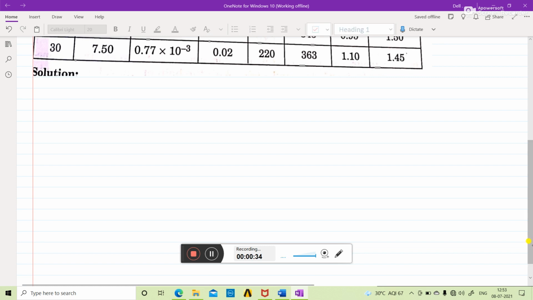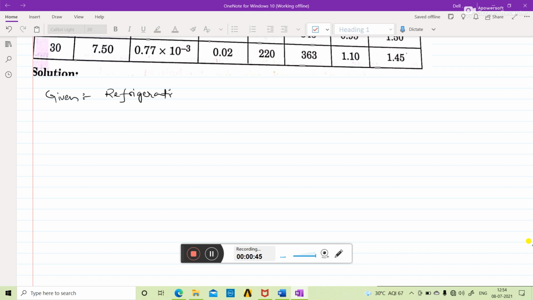I will write the given data. Given: refrigeration capacity is equal to 5 kilowatt.